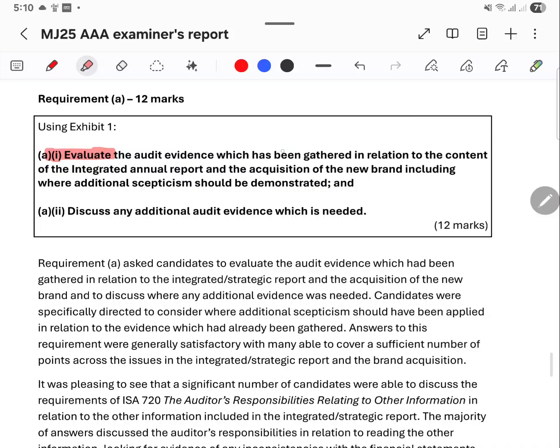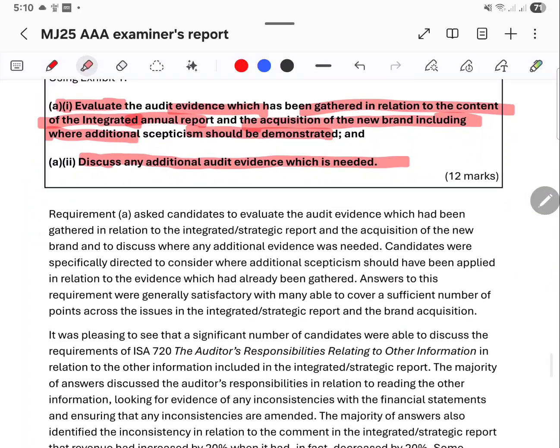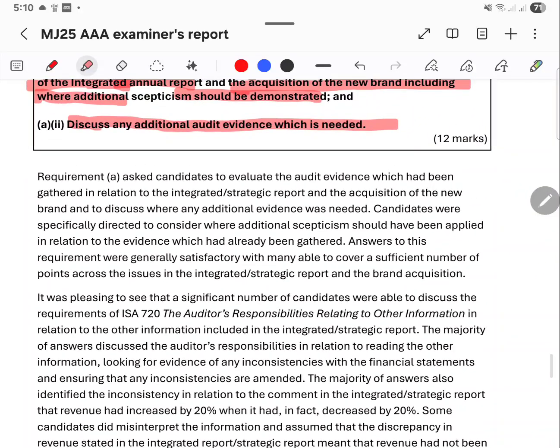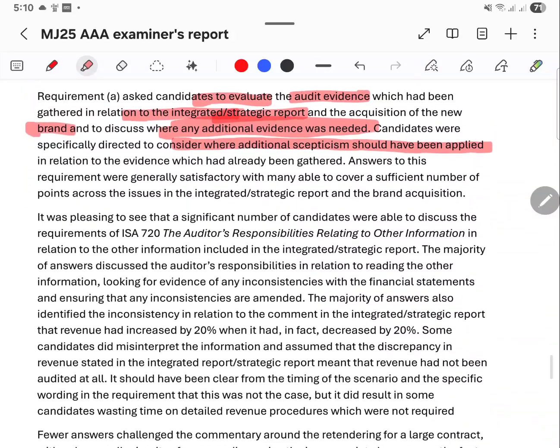Evaluate the audit evidence which has been gathered in relation to the content of the integrated annual report and the acquisition of the new brand, including where additional skepticism should be demonstrated, and discuss any additional audit evidence which is needed. 12 marks. Okay, so requirement A asks candidates to evaluate audit evidence which had been gathered in relation to the integrated strategic report and the acquisition of the new brand, and discuss where additional evidence was needed. Candidates were specifically directed to consider where additional skepticism should have been applied.